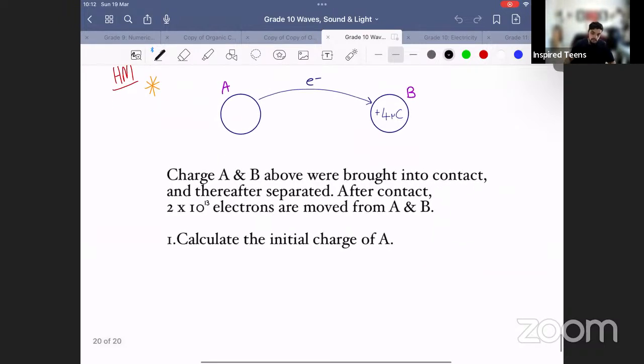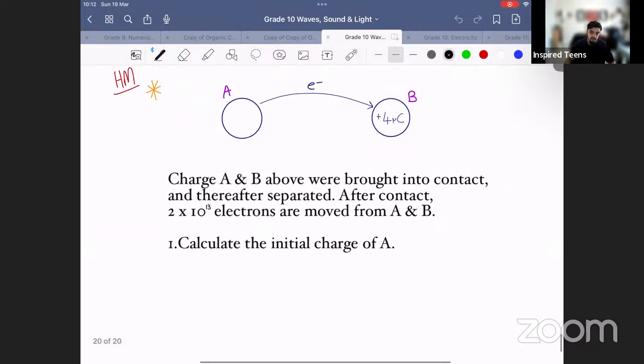Okay, let's continue. Because the charges were transferred from A to B, that means that A is more negative, because the more negative one always donates. And this one is less negative. That's important information. Remember, the more negative one has a positive delta Q, and the less negative one has a negative delta Q. Those are just things to remember.